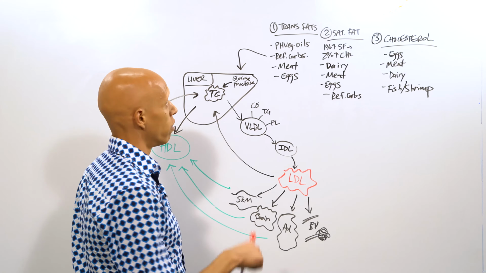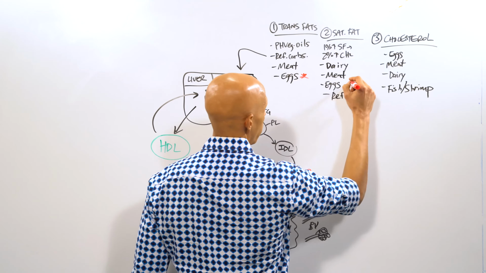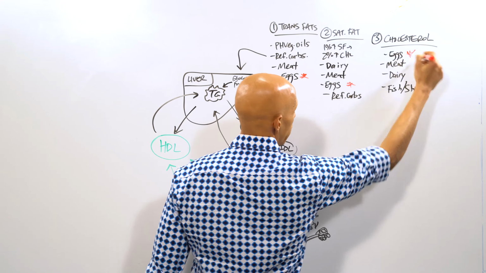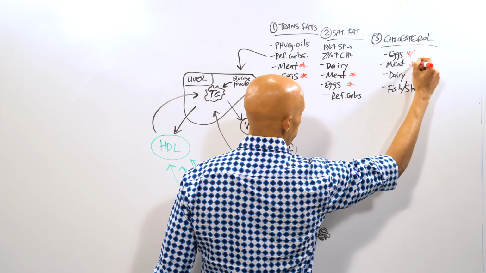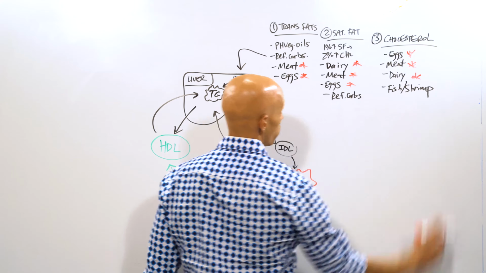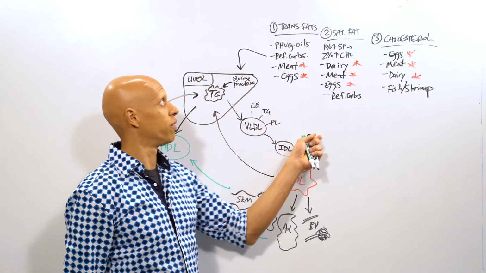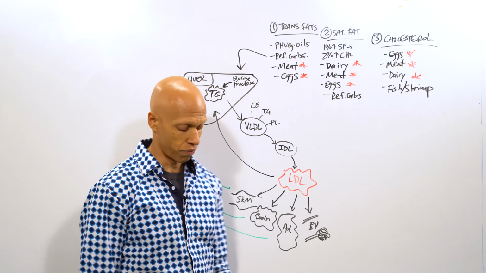Now, one thing to note is that there are repeat offenders in this process. So you'll see here that eggs are listed in multiple categories, and that meat is also listed in multiple categories, and that dairy is also listed in multiple categories, which is to say that these classes of foods are high in 2 or 3 of these offenders.